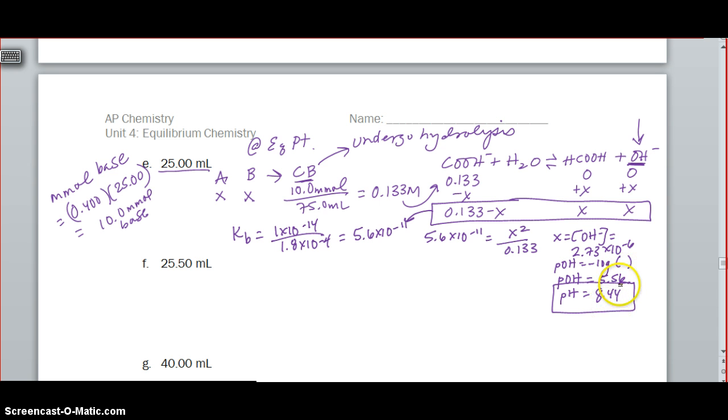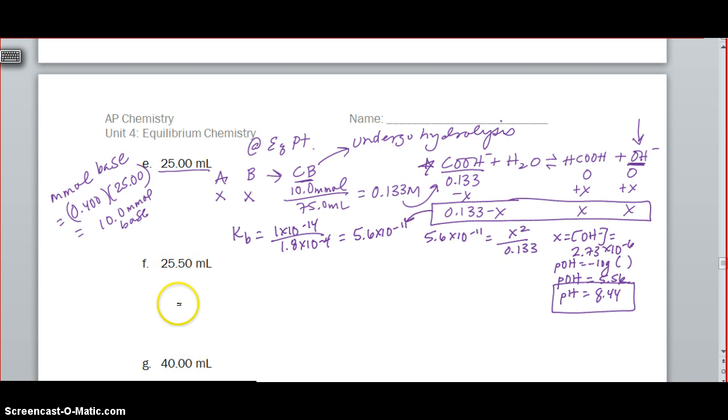So as predicted, the pH at the equivalence point is greater than 7 when you have a weak acid with a strong base. Again, it has nothing to do with the strong base. It has everything to do with this conjugate base undergoing hydrolysis, which is just a fancy term for saying it interacts with water.